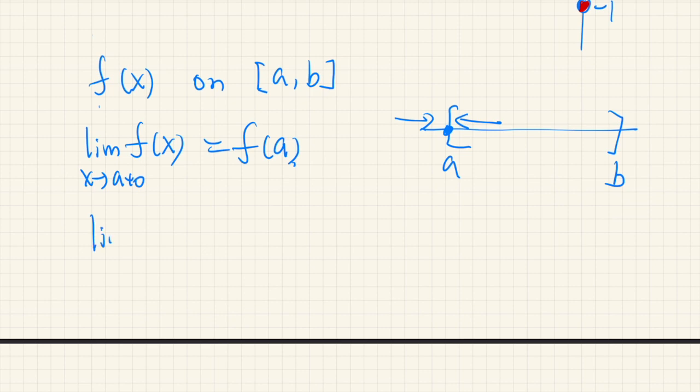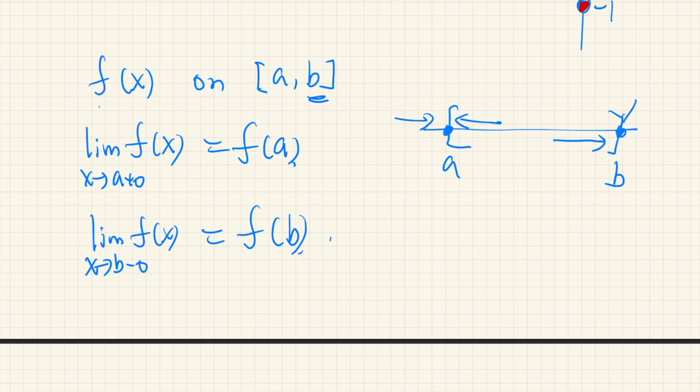And similarly, this upper bound, this point, can be only approached from the left. So when we talk about the continuity of this function at x equal to b, which is the upper bound of the interval domain, then if this equality is satisfied, then we say this function is continuous at x equal to b.